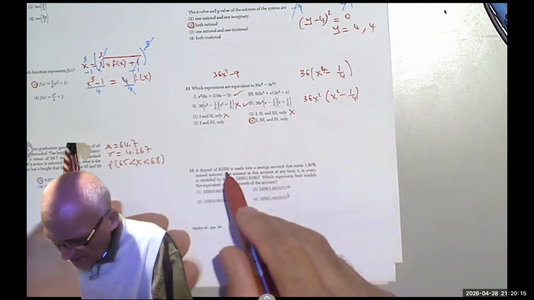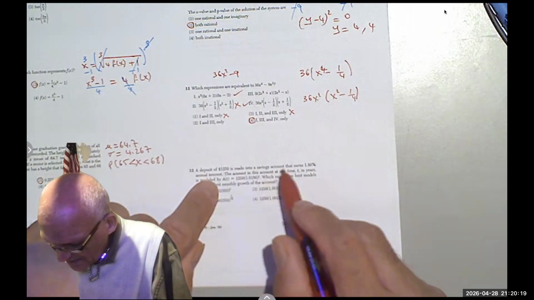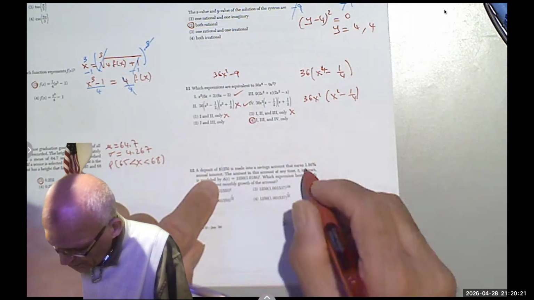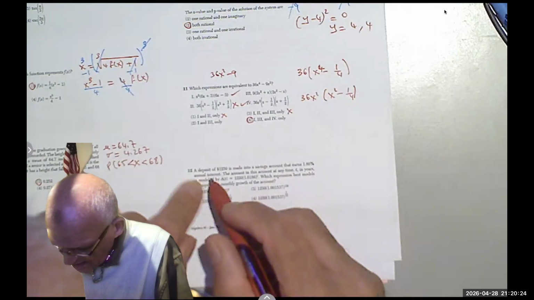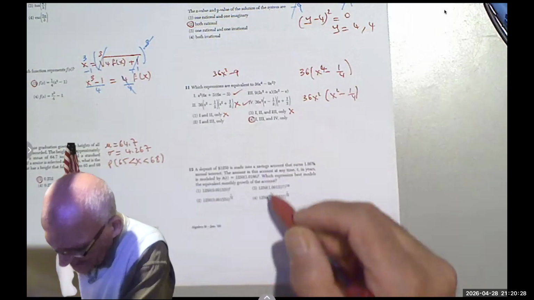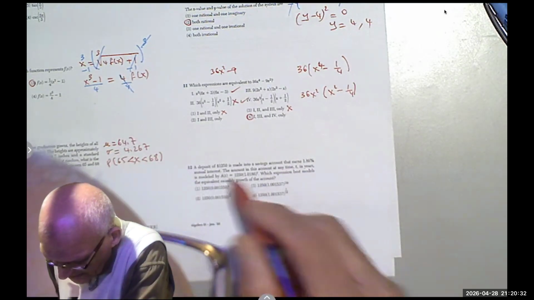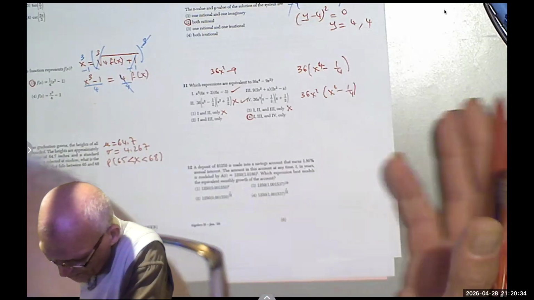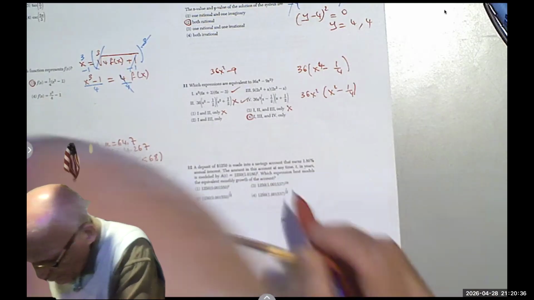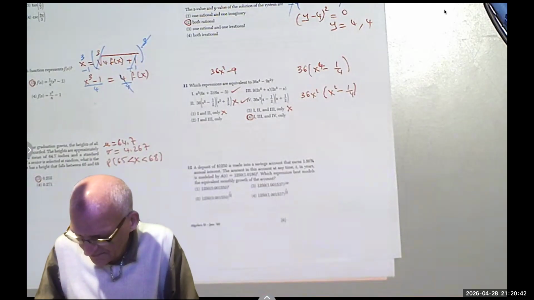A deposit of $1,250 is made into a savings account that earns 1.86% annual interest. The amount in this account at any time is modeled by A of t is 1250 times 1.0186 to the t. Which expression best models the equivalent monthly growth of the account?